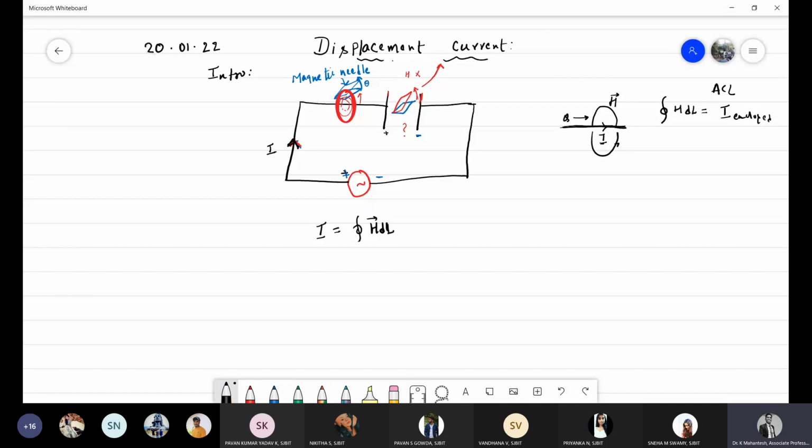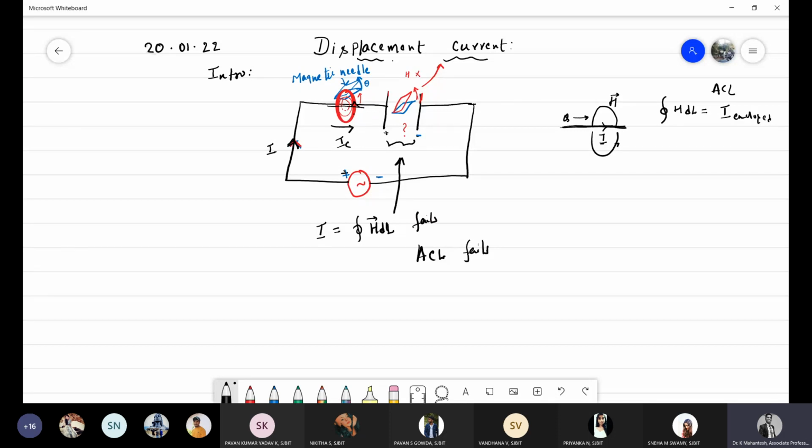So this equation is applicable here, and I call this the conduction current, IC. So this equation holds good here also. Why? Because you have a current carrying conductor and there is a magnetic field which was generated, which made this magnetic needle get deflected. But when it comes to this part, this equation fails. That means Ampere's circuital law fails to explain the deflection of the magnetic needle.